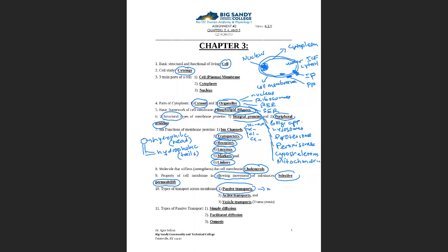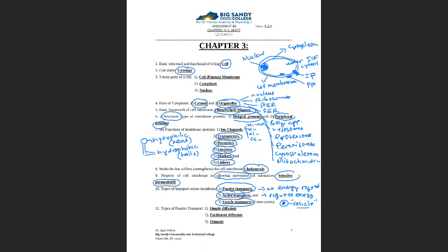This is no energy required. Active transport requires energy. And then the last one is vesicle transport, which transports molecules using a vesicle. A vesicle is like a small organelle that carries something inside. Like a vehicle, like a car outside, but inside our cell it is called a vesicle.